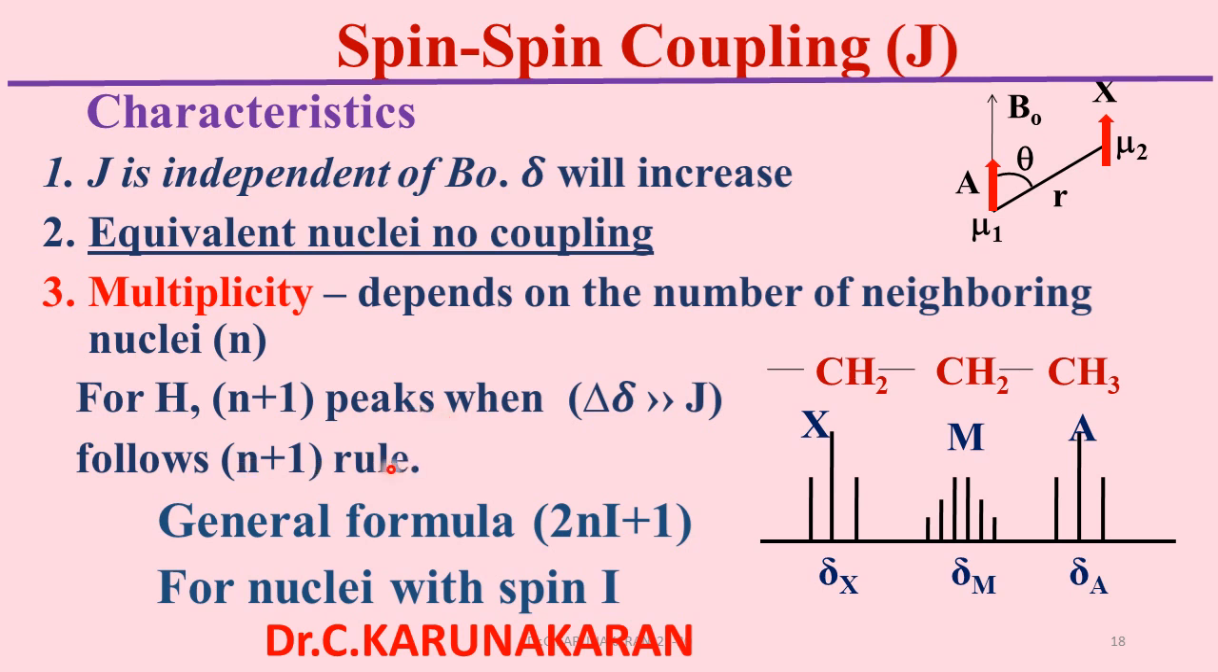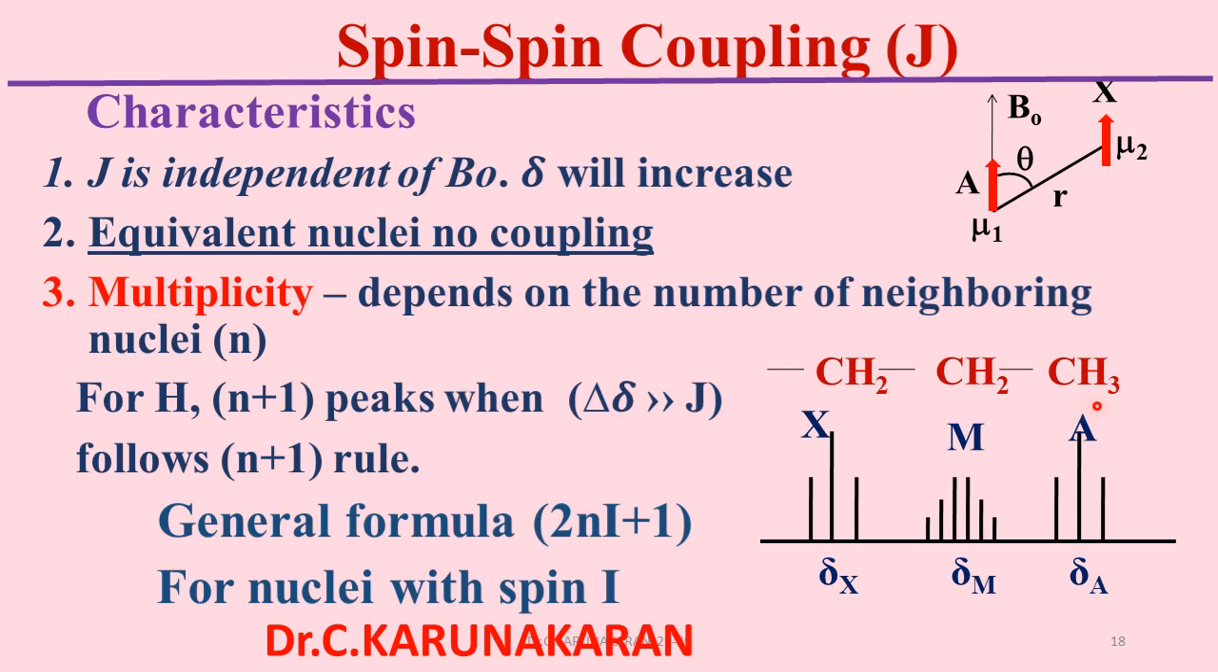It follows the n plus 1 rule for a proton with I equal to 1 by 2. If it is I equal to 1 or I equal to 3 by 2, this n plus 1 rule is not applicable. We need to use the general formula 2nI plus 1 for nuclei with spin I. For a proton, I equal to 1 by 2, if you substitute in this expression, there will be n plus 1 peaks.